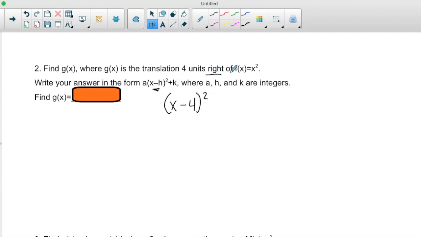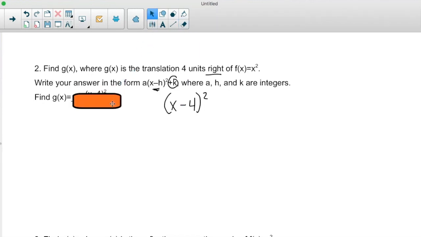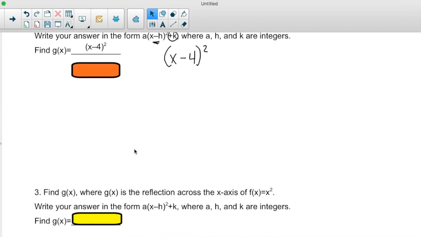And does it tell us it's going up or down for k? No. So it's plus 0, but really you don't need to put plus 0. So this would be our final answer. So right here, we're going to select, and there's our final answer. Okay, g of x equals, open parentheses, x minus 4, to the second power.